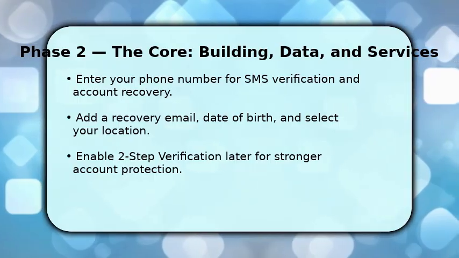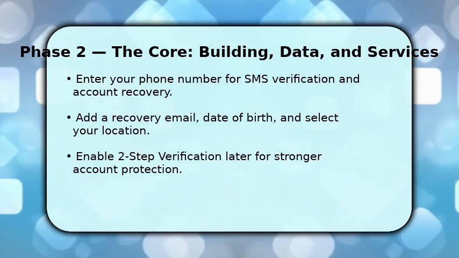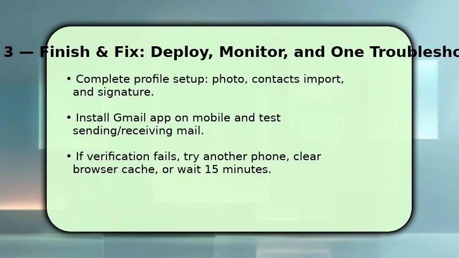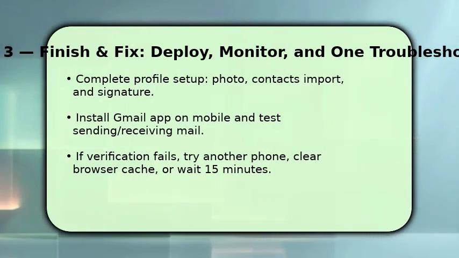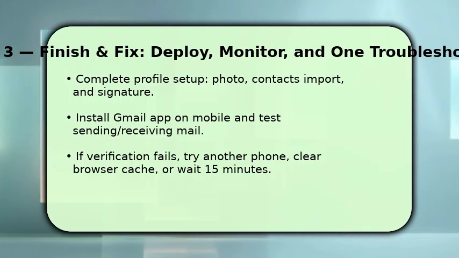Finish by customizing your profile. Add a photo, import contacts if you want, and set an email signature to appear on outgoing messages. Install the Gmail app on your phone and send a test email to confirm sending and receiving work. Make sure notifications are enabled.